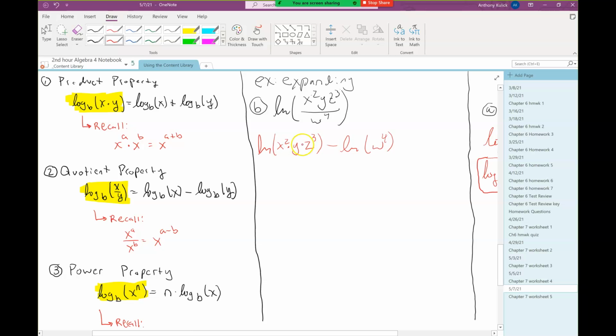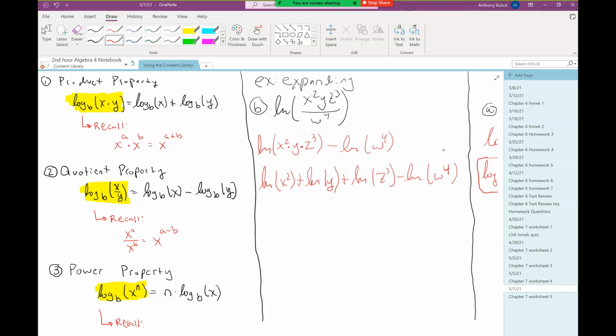So we have a multiplication going on between the x squared and the y, and also between the y and the z cubed, right? Everybody agree with that? So there's two product properties to do. So that's just going to separate it into that. Basically everywhere where there was a multiplication symbol, now I have an addition with a logarithm around each thing separately. Is that okay?